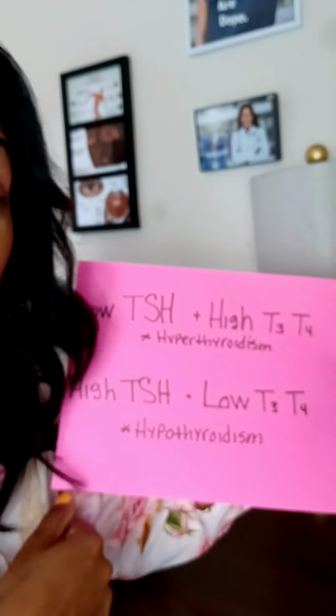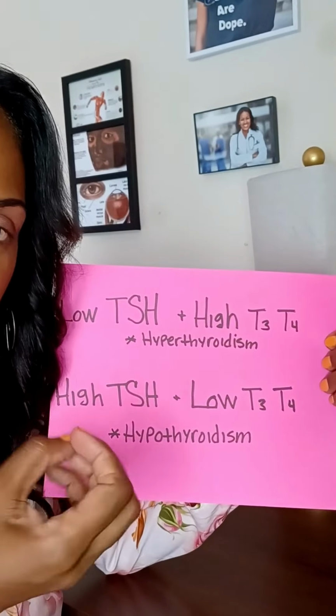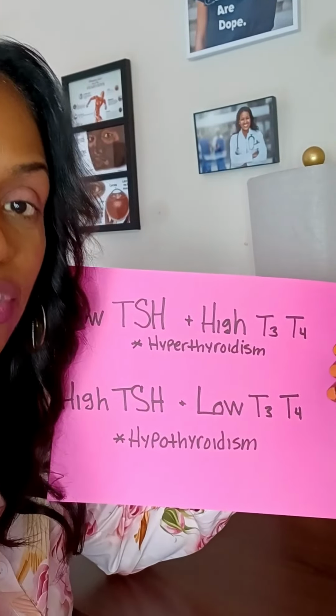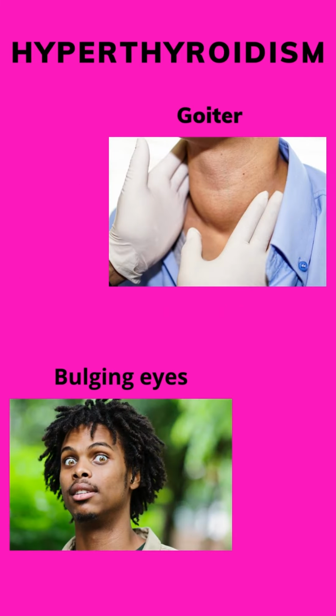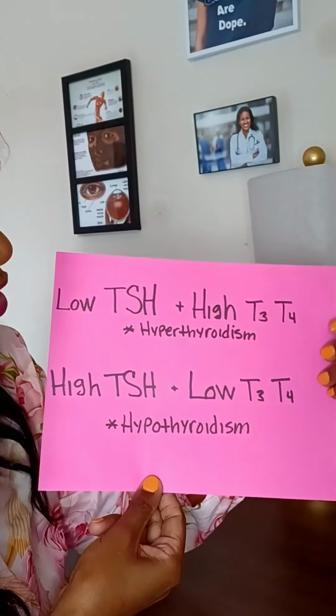So basically when you have a low TSH and a high T3 and T4, it's considered hyperthyroidism. With hyperthyroidism, you'll see people with the bulging eyes or the goiter. So yeah, it's very serious.